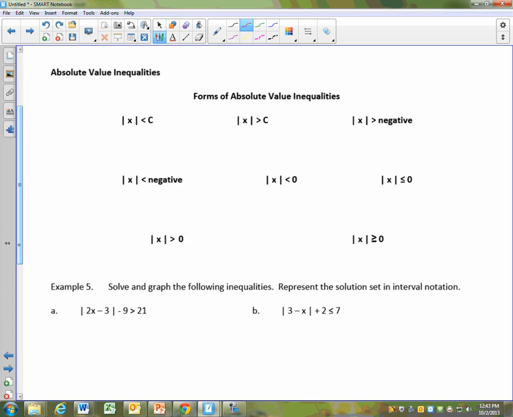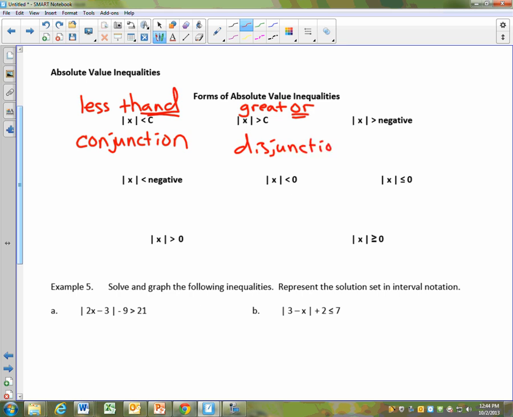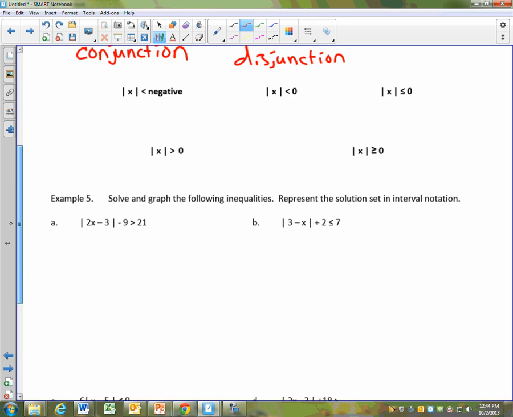Let's say you have an absolute value of an expression that's less than a constant. Did you learn this last year, that if you see less than, you can think of it as less than, and it's a conjunction? Does that look familiar? And if you see greater than, it's greater than or, and that's a disjunction. Let's try an example instead of going through the rest of that.